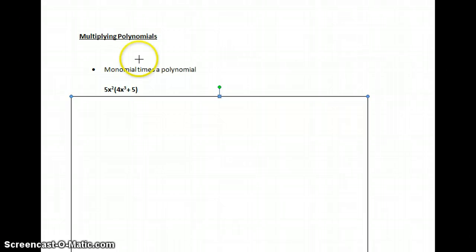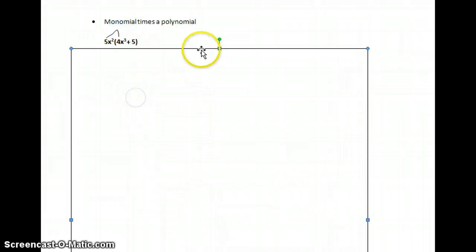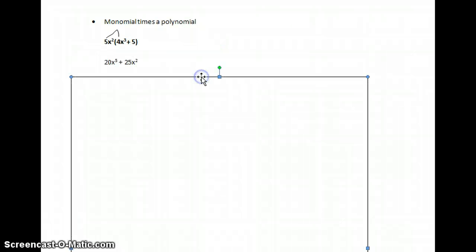we start with 5 times 4, which is 20. I'm going to go ahead and show my answer. And then we do, let me erase that little thing. We have 5 times 4, which is 20. And then we have x squared times x to the third. Remember, you have to add the exponents, so we get x to the fifth.